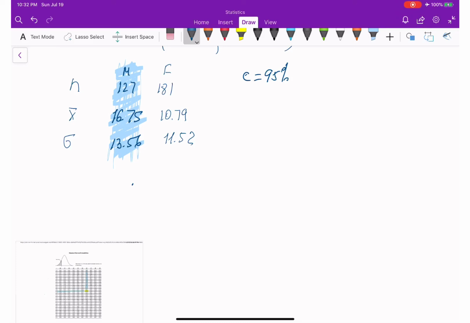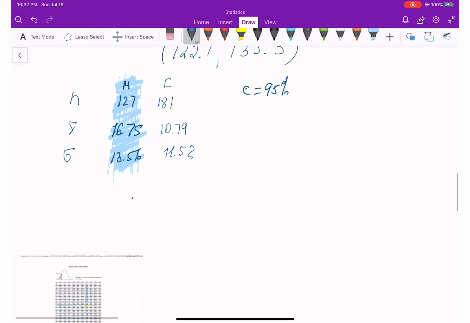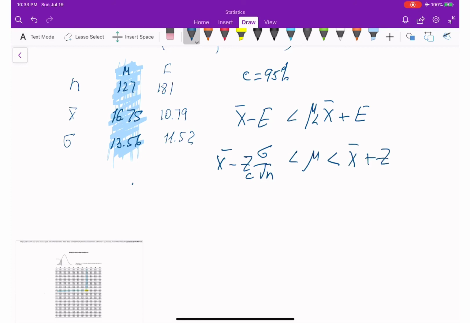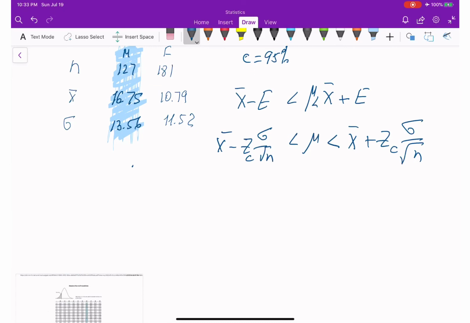So what are we going to do? For the confidence interval, we have to get mu: x bar minus margin of error and x bar plus margin of error, which means we're going to write down mu is greater than x bar minus margin of error, z critical sigma over square root of n, right? And less than x bar plus z critical sigma over square root of n.